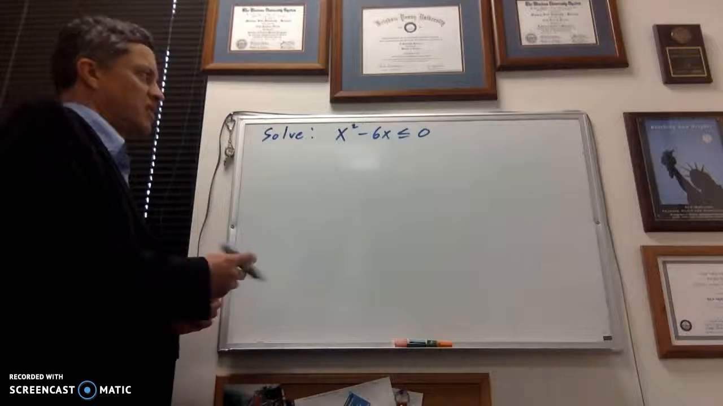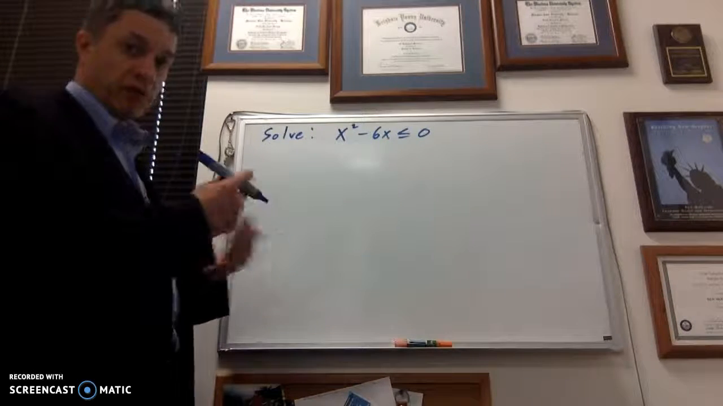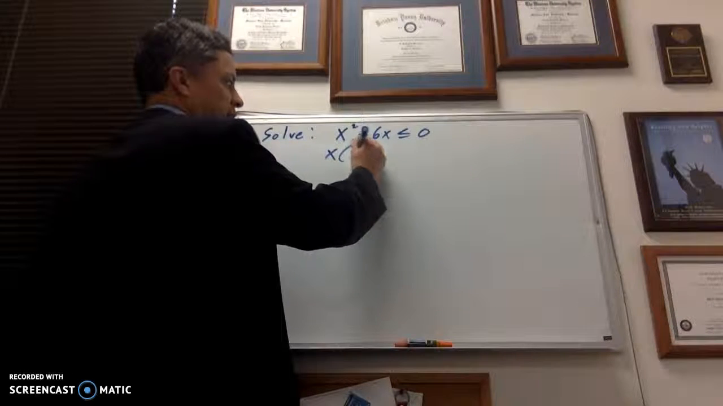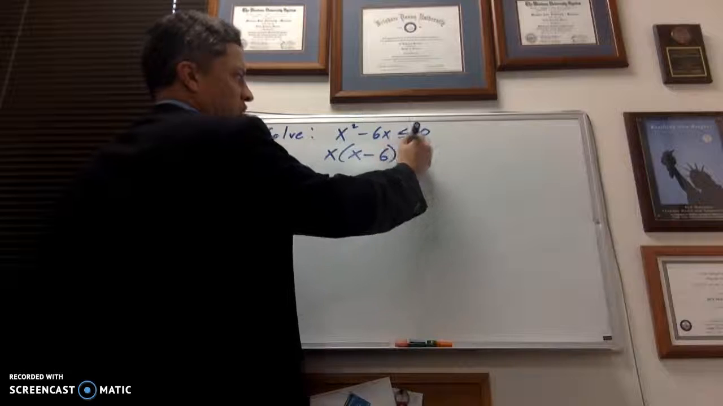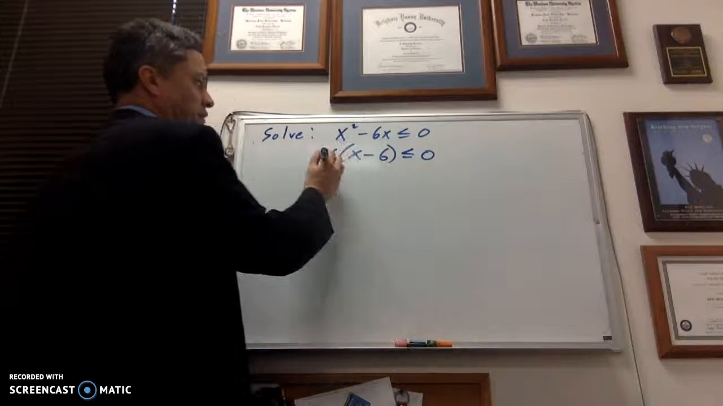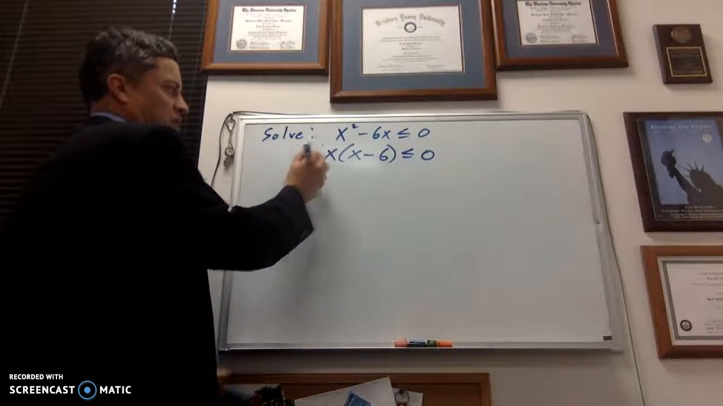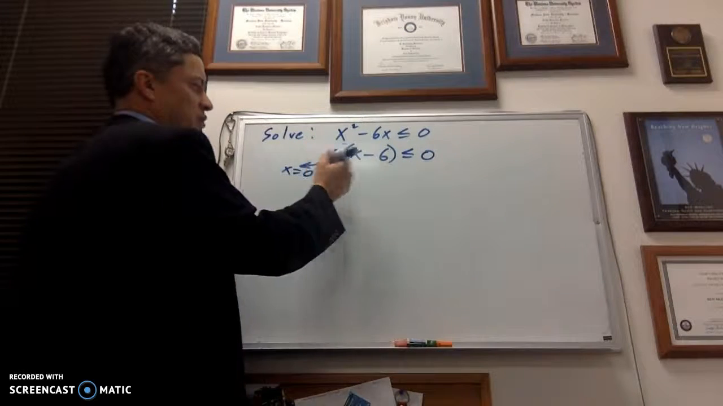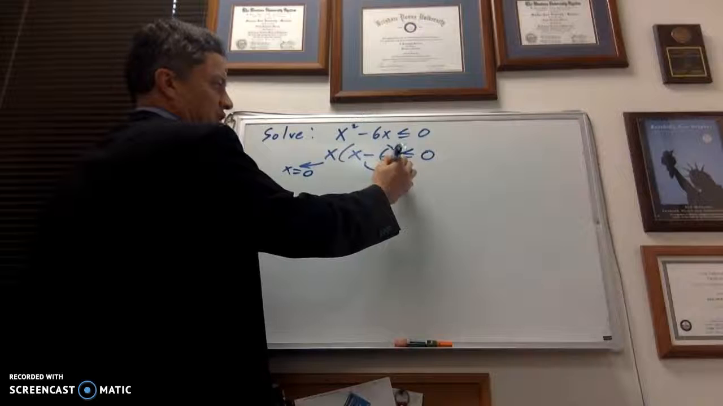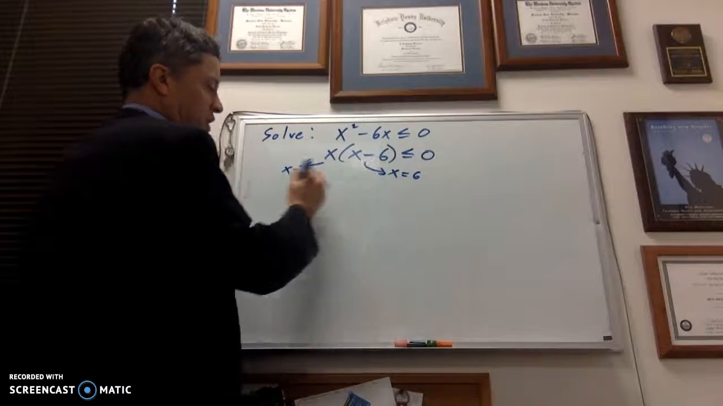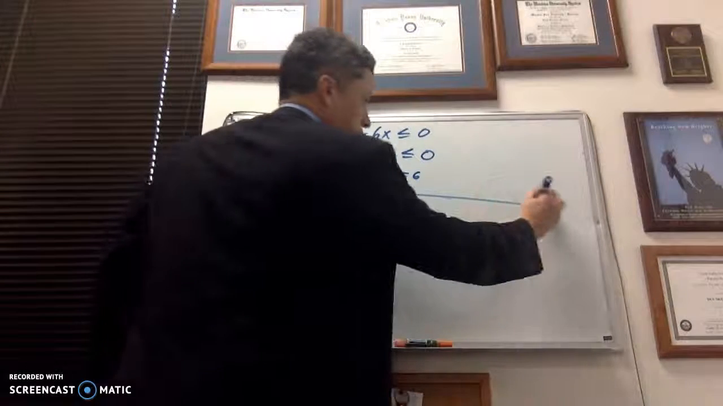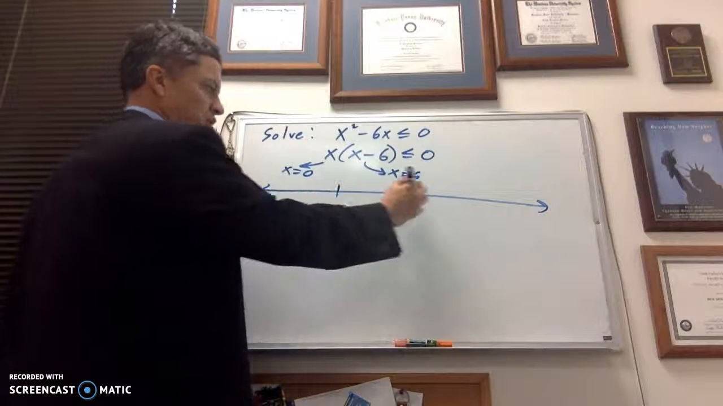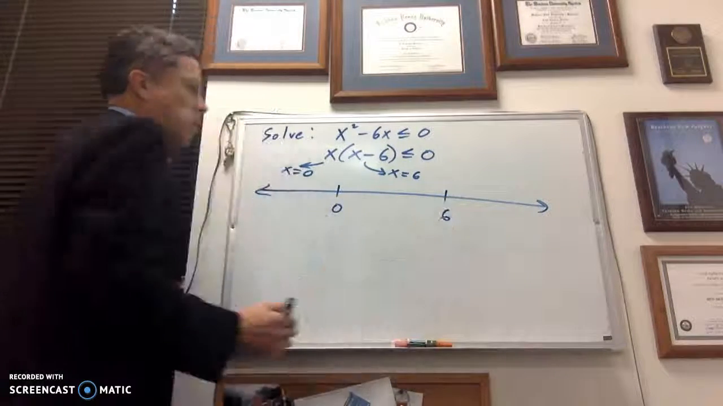X squared minus 6x is less than or equal to 0, so first factor it. There's a greatest common factor, the x. X times the quantity of x minus 6 is less than or equal to 0. And what that means is, this x means that one of my, I like to call them tipping points, is equal to 0. And this is going to tell me that x equals 6 will be the other tipping point. Put them on the number line here. One tipping point's at 0, another one's at 6.